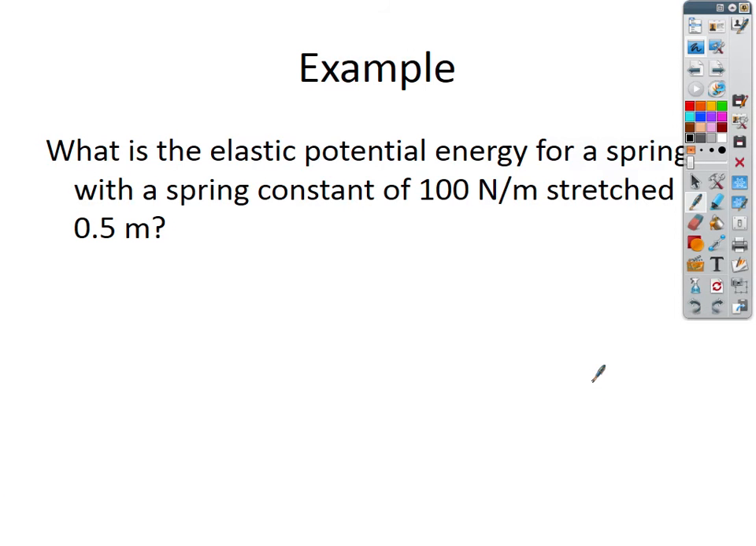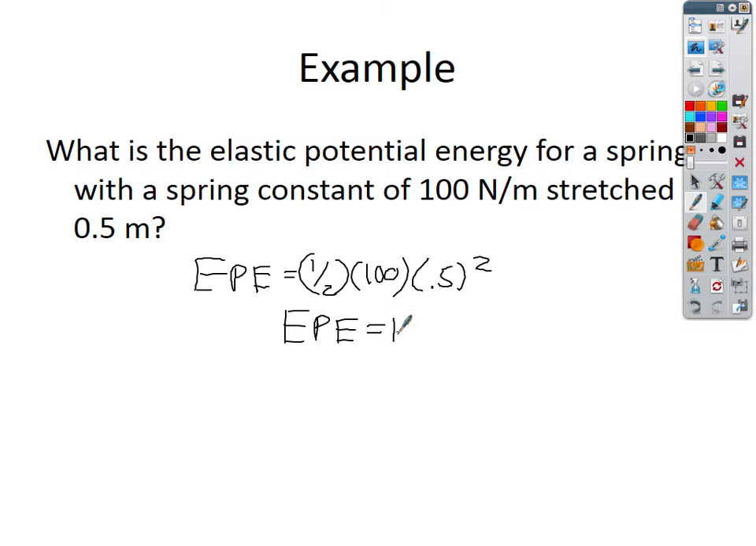All right. What is the elastic potential energy for a spring with a spring constant of 100 newtons per meter, stretched 0.5 meters? Just plug it in. Equals 1/2 times 100 times 0.5 squared. So if we get that one, the elastic potential energy should equal 12.5 joules. And again, obviously, the more you displace the object, the more energy is going to be within the spring and the object itself.